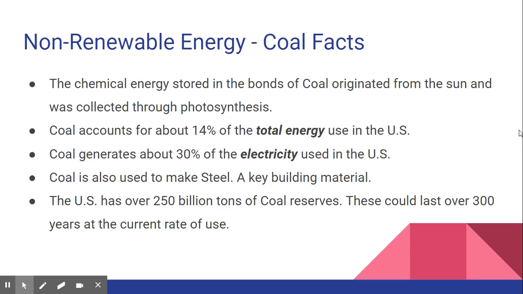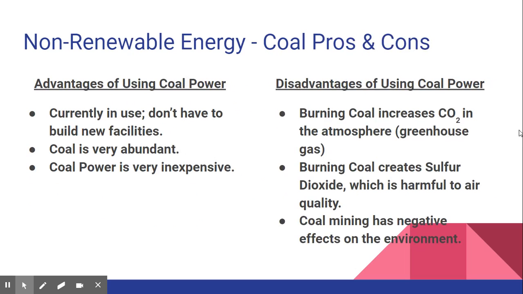And the US has a lot of coal. We're lucky. We've got a lot of this resource here. We've got over 250 billion tons of coal. And at the current rate that we use them, this could last us another 300 years before we would run out of coal. But it does have some pros and cons, some advantages and disadvantages.